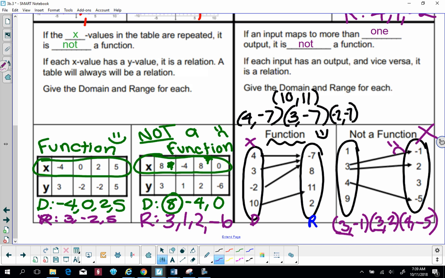So if you're getting confused by mapping, I would make sure that you guys are writing them as points. Does that make sense? Yes, ma'am.